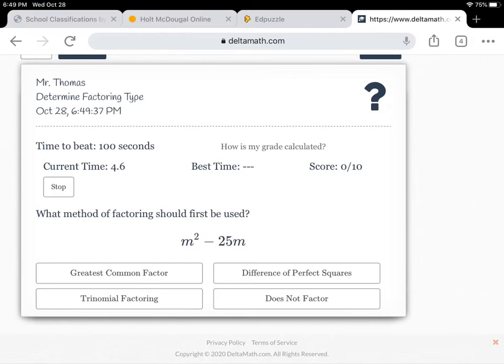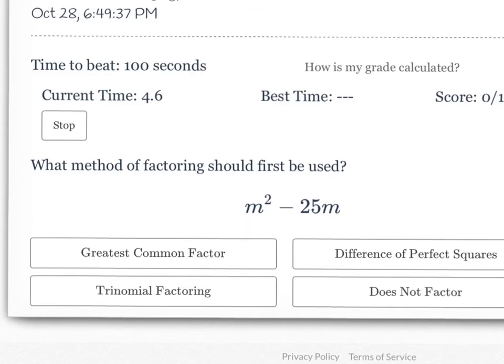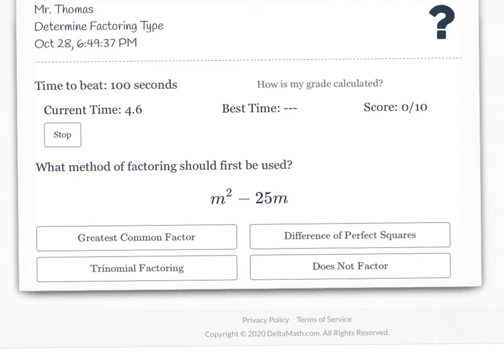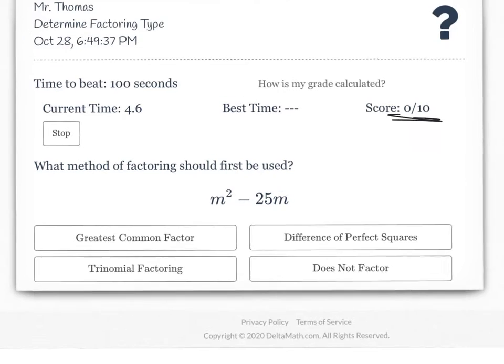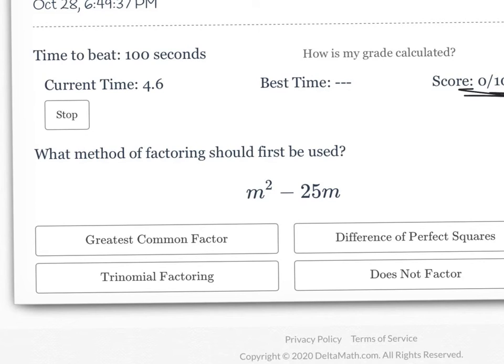Okay, this one is a time skill. You have to beat 100 seconds and you have to get, you see over here, 10 of these. So I just stopped it on the very first one, and it says what method of factoring should be used first. And you always start with GCF, and in this case, there is a GCF. They both have an M, okay? Sometimes it may be a difference of squares, or it's a trinomial, or in some cases, it may not factor. There may not be a way to factor it. Again, that's what makes it a little difficult, but it's something you need to practice and recognize.